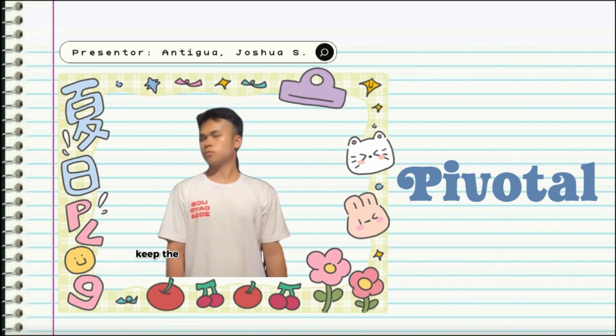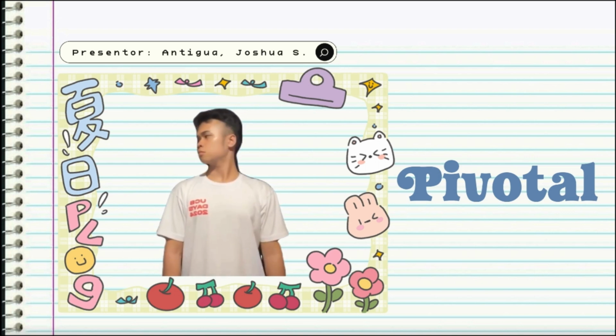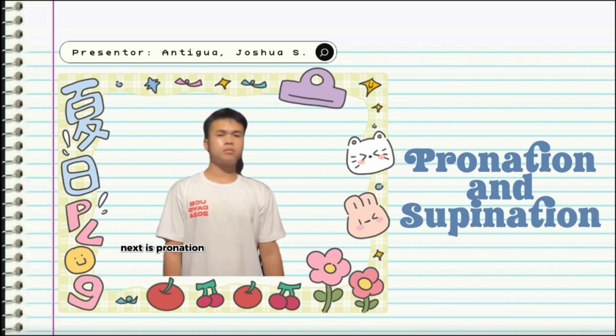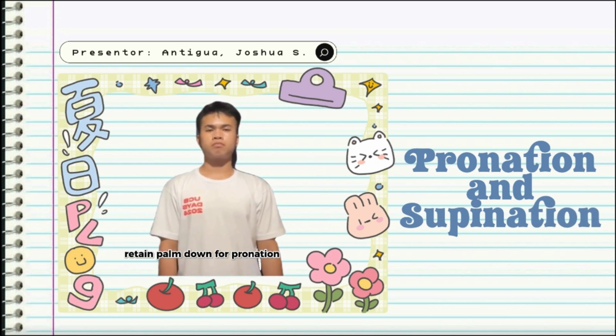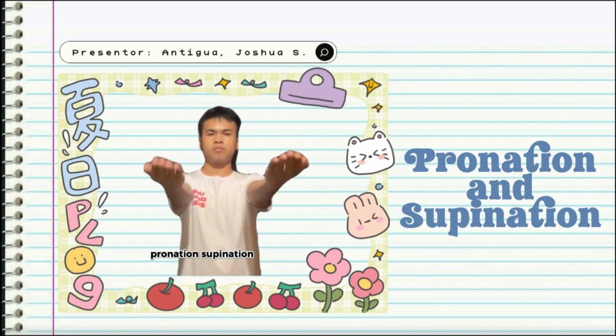First, turning the head. Keep the shoulders relaxed. Slowly turn the head to the left, return to center, then to the right. Next is pronation and supination of forearms. Extend your forearm with palm up, return palm down for pronation, return palm up again for supination. Pronation, supination, pronation, supination.